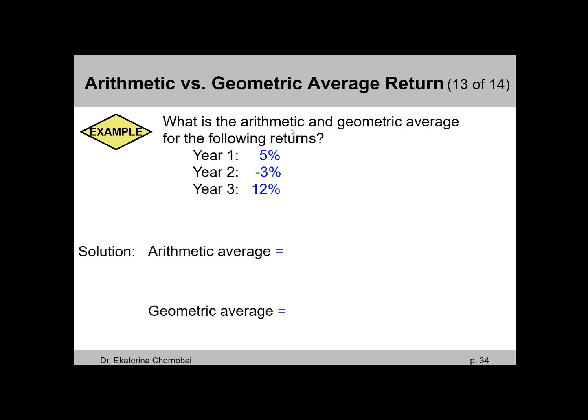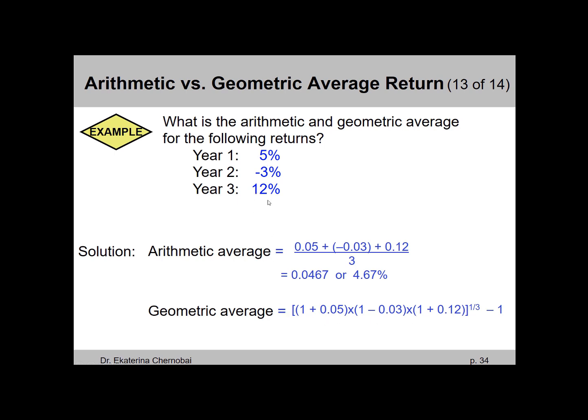First example, arithmetic average, geometric average. These are the 3 annual returns in percent. Arithmetic average: add them up, divide by 3. Very simple. 4.67%. Geometric average, you use the formula.